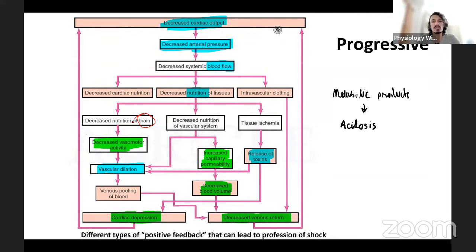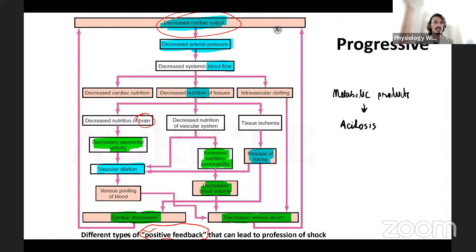Cardiac depression is also there because the heart is not being able to pump enough, because it requires nutrients, and it can result in ischemia and all. So once this happens, this further worsens the whole cycle by further reducing the cardiac output. Now, cardiac output is further reduced, the entire process again keeps getting worse. So this is an example of a positive feedback which is happening in shock.